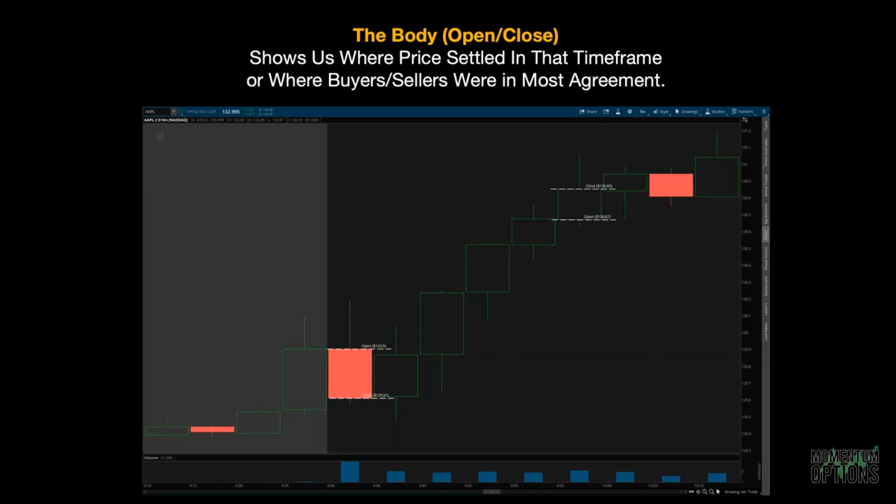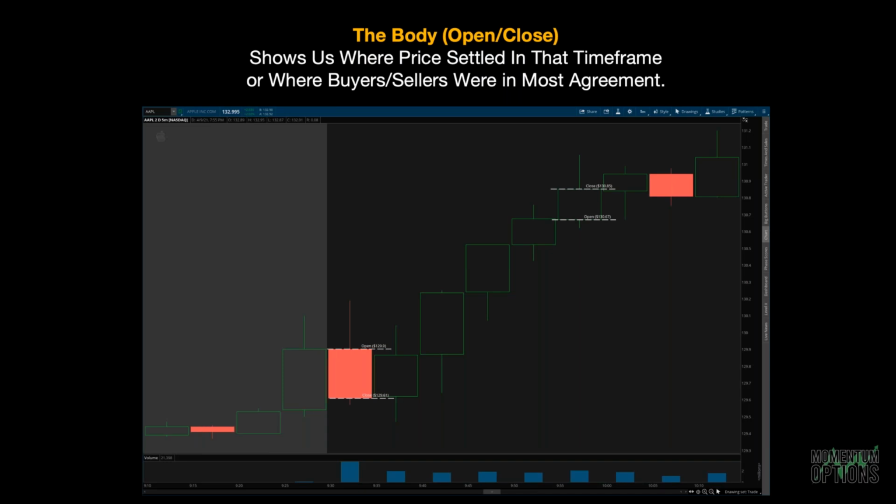Whenever we're looking at the body, if we're looking at a sell candle, it's important to recognize that sell candles open at the top and close at the bottom. This is the area where buyers and sellers really agreed on price. We don't have a lot of rejection. Nobody was disagreeing that price should be there.